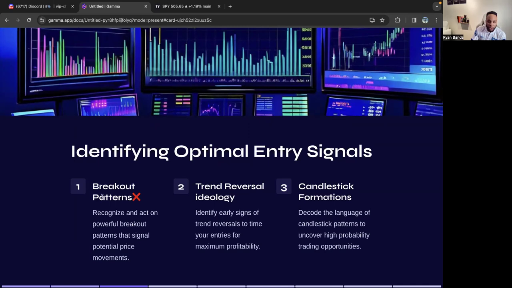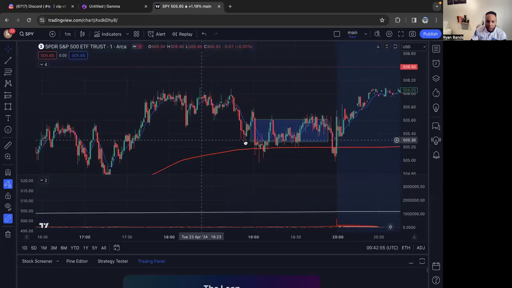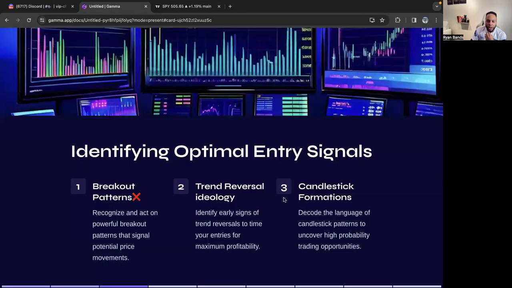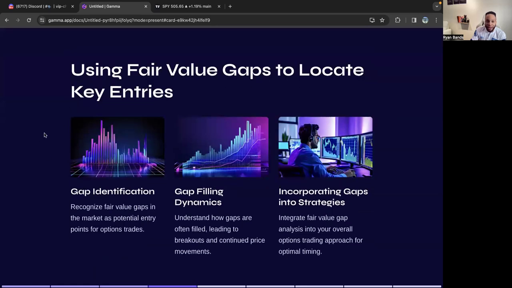One thing that we don't use in our chat, and I feel like you shouldn't use as far as trading, is breakout patterns. Finding a breakout pattern is simply like this. Let's say you're looking at a trade and you see that calls are now breaking out, so you buy calls right here. Oh, look at this risk to reward. It's pretty bad. So what we do in our trading group is find trend reversals and the ideology of that, finding proper candlestick pattern formations. For me, what would be killing it is understanding how to use fair value gaps to locate key entry points to allow you to get profitable trades.